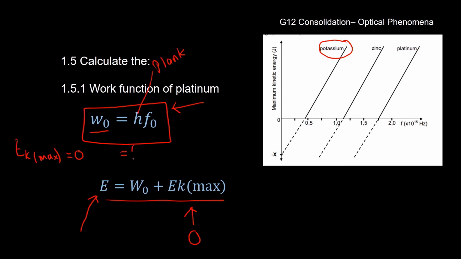And we will substitute in 6,63 times 10 to the minus 34. And then what about the frequency? We're talking about threshold frequency. We are only given information on the graph. So if I look on the graph for platinum, there's platinum over there. I can see that value where it cuts the x-axis, and that is my frequency. I have to read that off the graph.